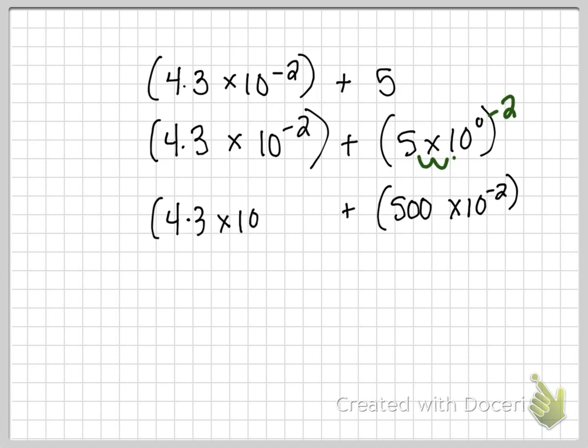4.3 times 10 to the negative second. How did we get 500? Because we need to subtract 2 from our exponent. When we were adding 2 to the exponent, we moved the decimal to the left. Now we're subtracting 2, so we're going to move the decimal the other way, to the right, 2 places. Okay, now we can add 4.3 plus 500.